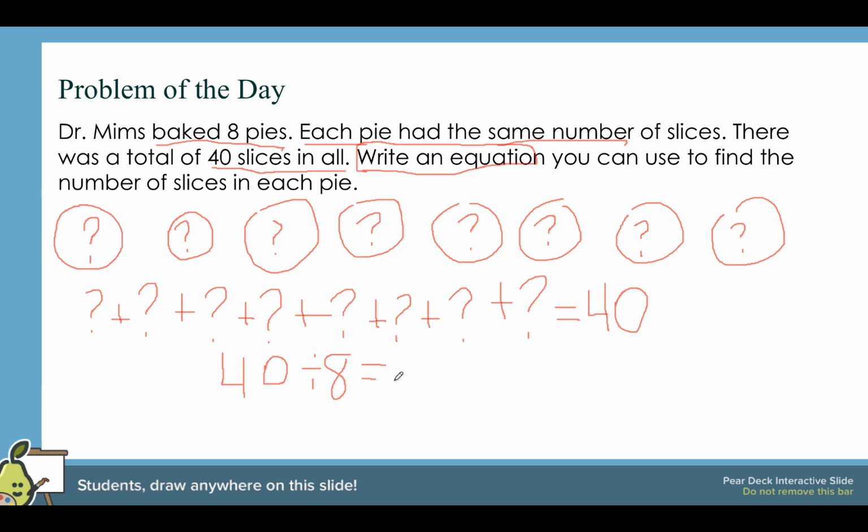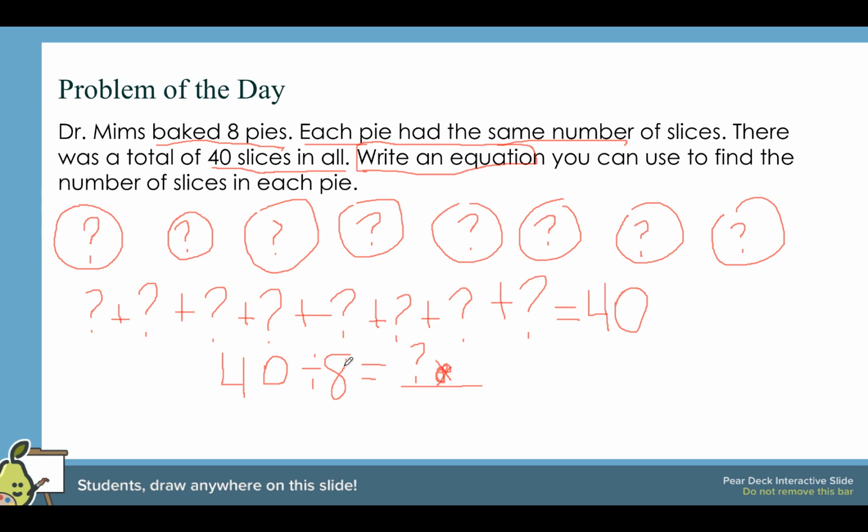equals X, or equals question mark, because I have a question mark. So that would be the equation. Now I need to solve it, because right now I have an expression because I don't have an answer. So I want an equation, so that means I need to put an answer there. So 40 divided by 8. How can I figure that out?